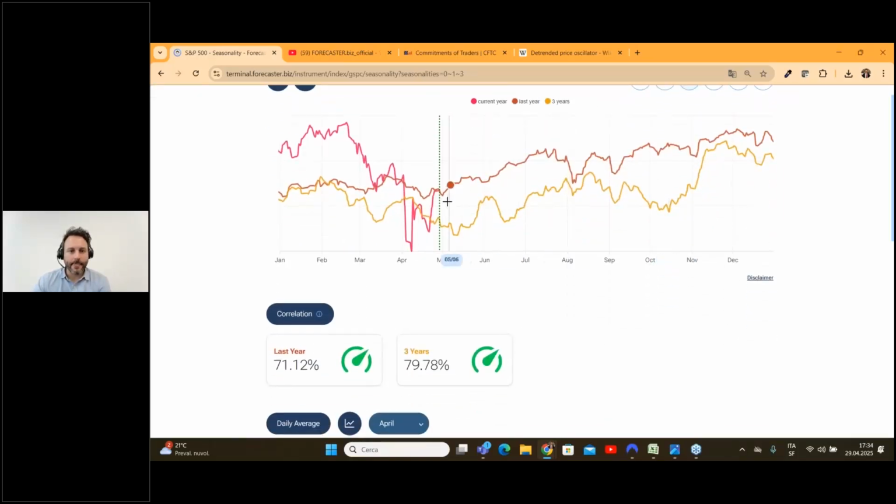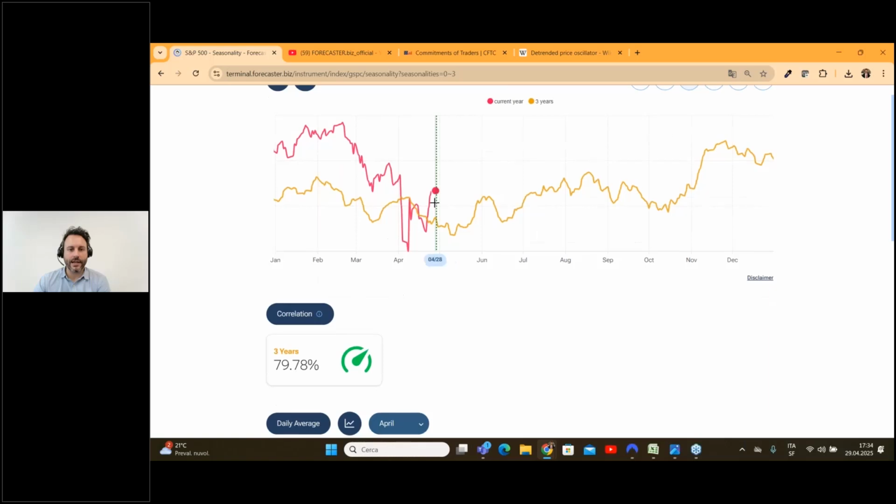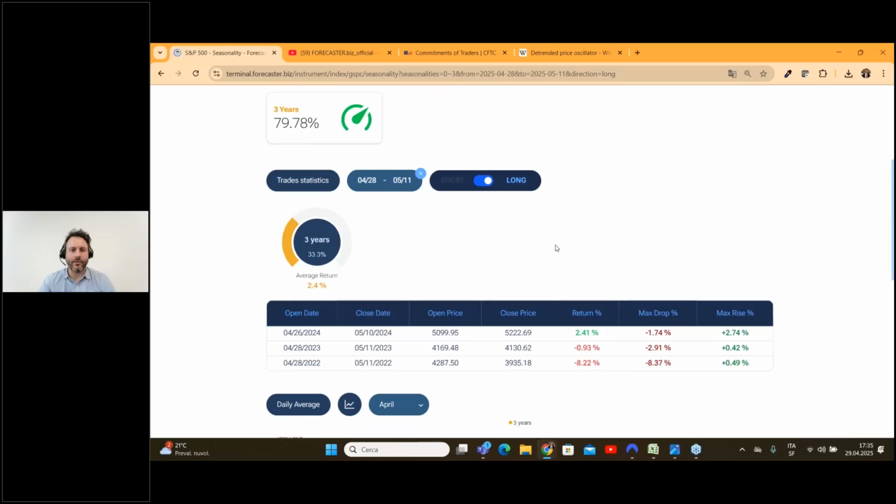Simple. Look, if we go here, we know that the current year is moving almost 80% like the 3-year seasonality. So we can do something interesting. We can leave only the 3-year seasonality, and in this case, we can highlight this specific period on the chart. And as you can see, we can find a little downtrend, and we can be more specific in analyzing this period.